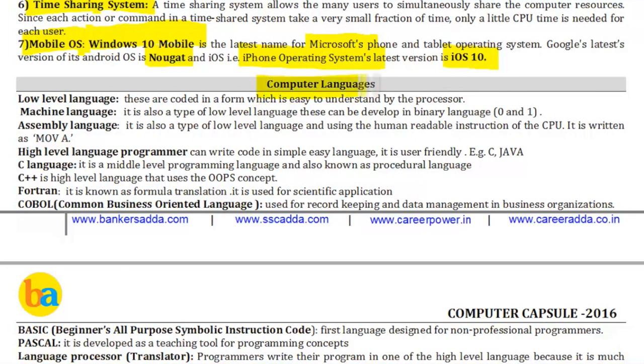Broadly, we have categorized computer languages in four kinds, that is the low level, the machine language, assembly language, and high level language. C, C++, Java, all these are some example of high level programming language. Low level programming language are easier to understand by the processor. And machine language is in form of binary, that is 0 and 1. High level programming language is user friendly. It is easier for the user or the programmer to code in these language and to understand it.